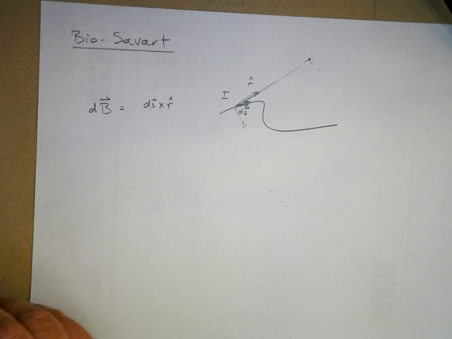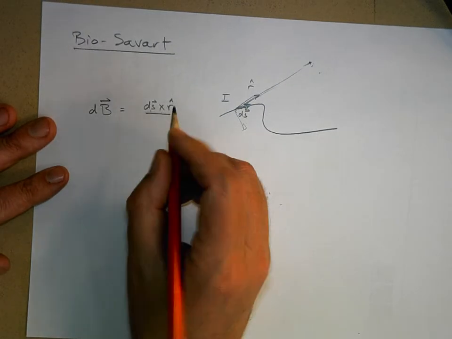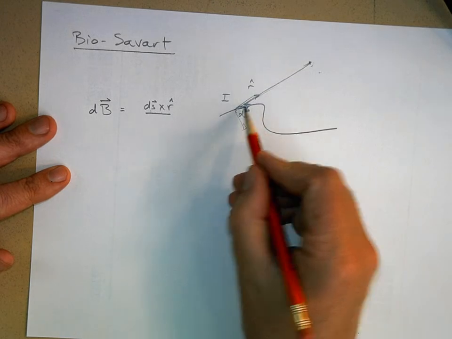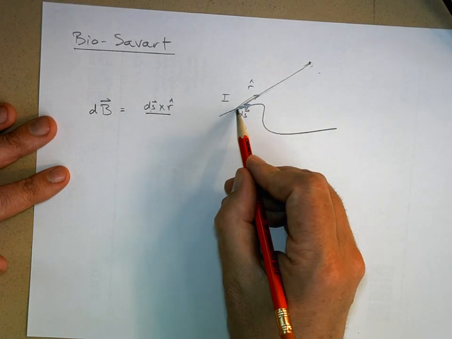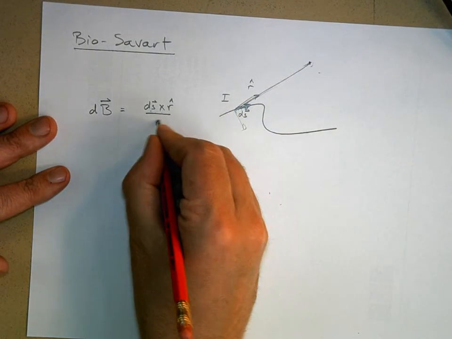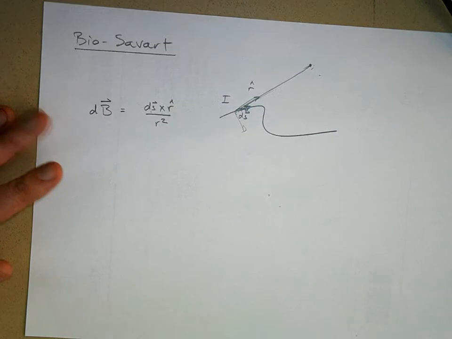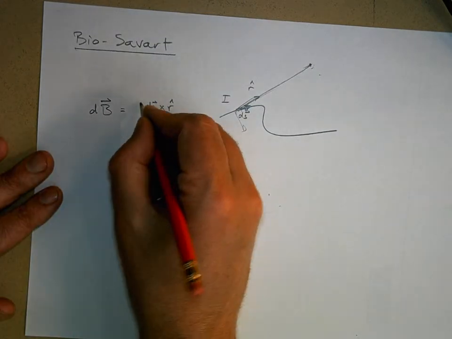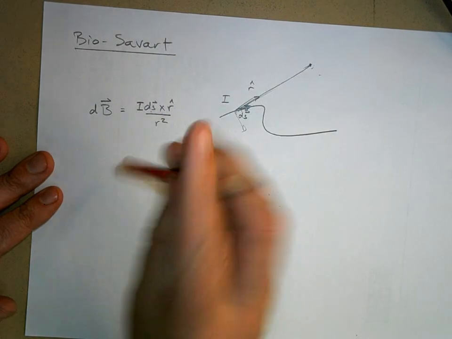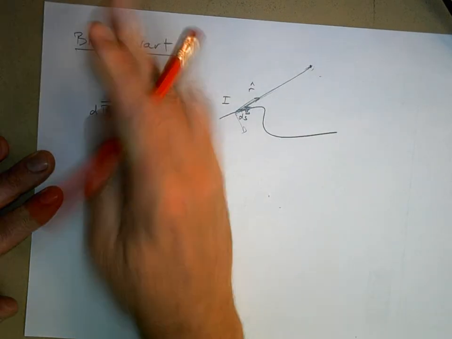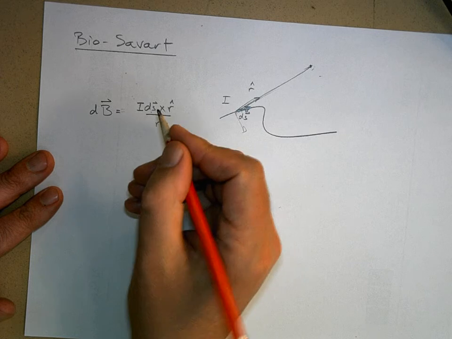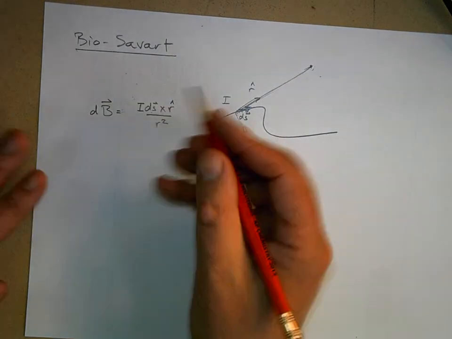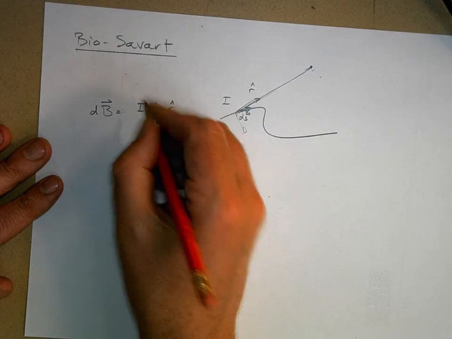Of course, it does matter how far away. The farther away we are from this little differential element of length, well, we get 1 over r squared. And of course, it depends on the current. The rest of it is just constants of nature, which I'm not going to worry about. I'm just going to give them to you, and you just have to accept. Mu naught over 4 pi.